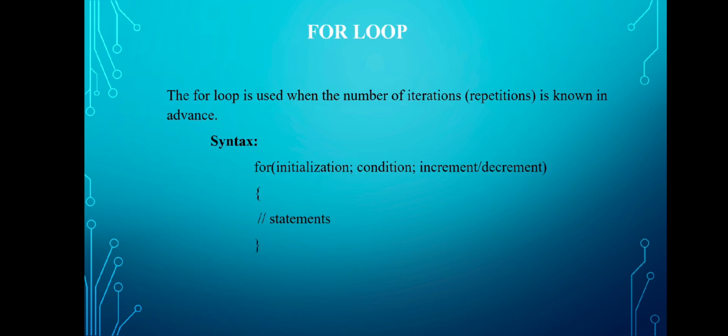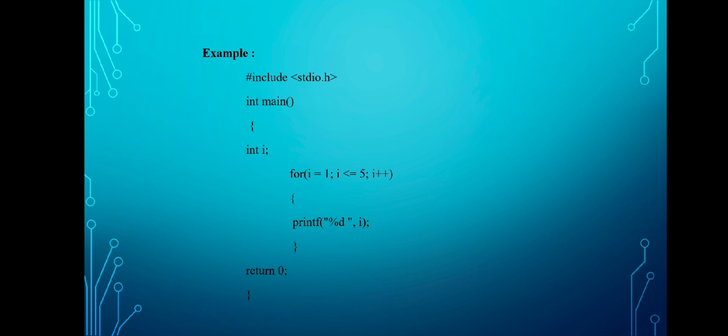First one, the for loop. The for loop is used when we know exactly how many times the loop should run. It includes initialization, condition, and increment or decrement all in one line. This makes it clear and easy to use. For loop example: in this example, the loop prints the numbers 1 to 5. Here, the value of i increases by 1 in every iteration until the condition becomes false.